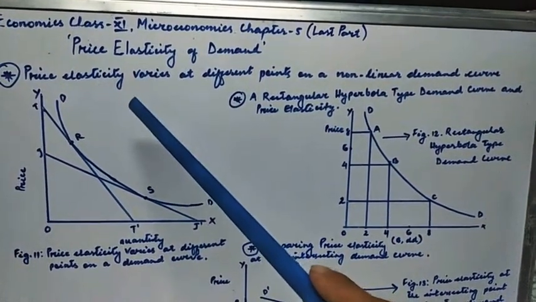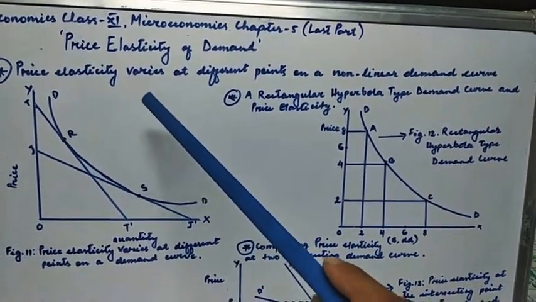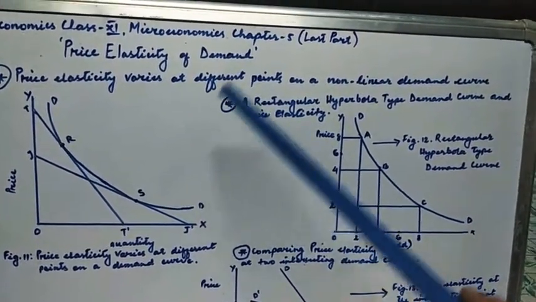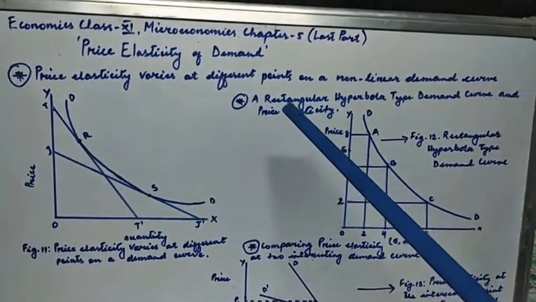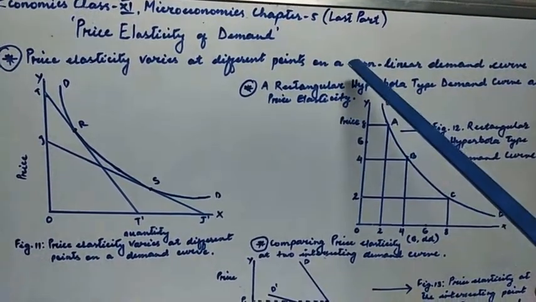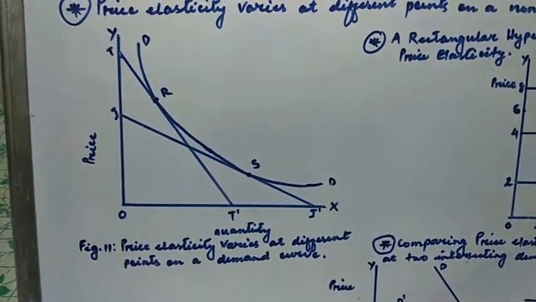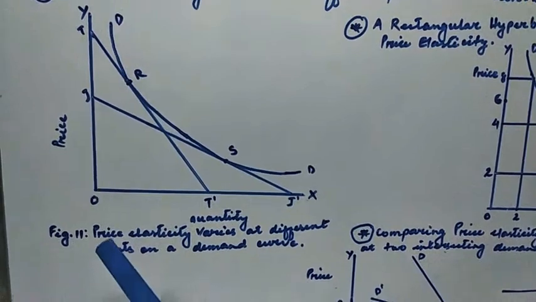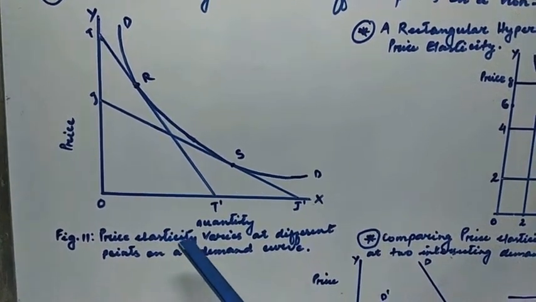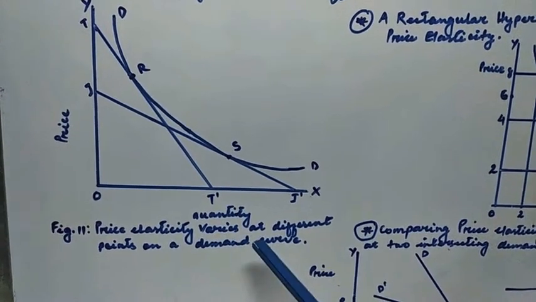It says that even on a non-linear demand curve, price elasticity varies. They are different at every point. So a different point will give you a different price elasticity even on a non-linear demand curve. Let us see the first condition. Figure 11 gives the price elasticity which is varying at different points on a demand curve.